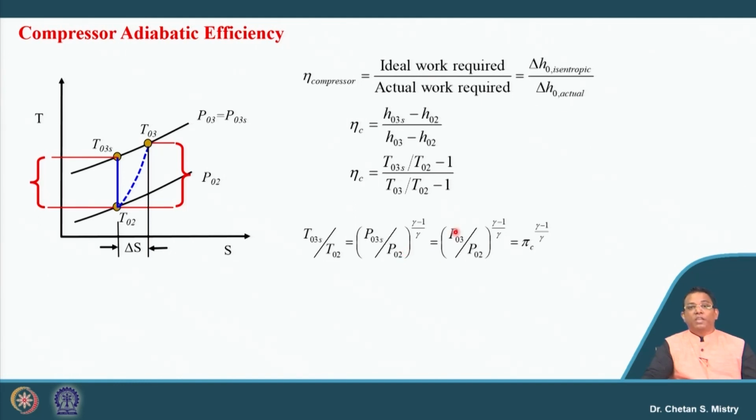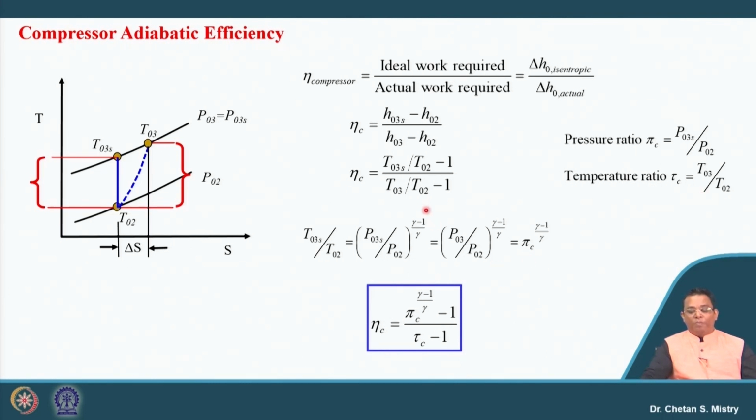Let me put P03 by P02 as my pressure ratio. By temperature, T03 by T02 is what I define as my temperature ratio. So, if I put all together, it says the efficiency of the compressor is a function of pressure ratio and a function of my temperature ratio.